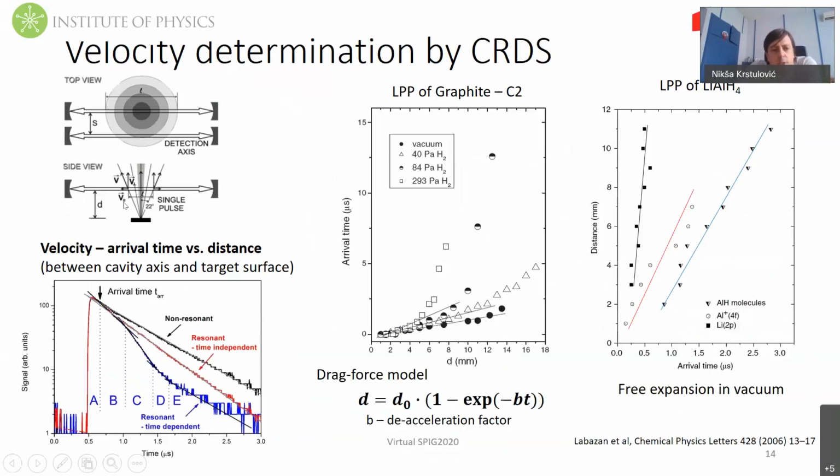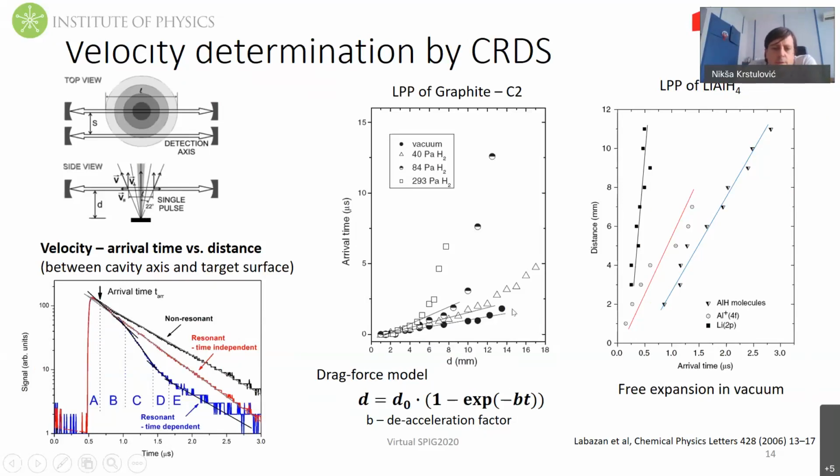Here it is. We can change the distance between the target surface and the detection axis, and at each position we can measure the arrival time, which is the time ablated particles need to reach the detection axis. That arrival time is defined here. It is the time when the slopes for the non-resonant and the resonant case start to differ. That means that we have particles in the cavity axis.